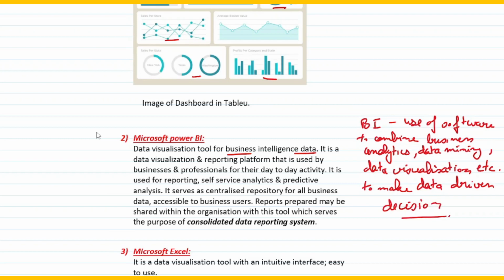So what exactly is business intelligence? Business intelligence simply means use of software. For what? For combining various business analytics, data mining, data visualization. This is something I have covered in the previous chapter, so if you have not seen that, you can refer to those videos. Basically, you use software to combine business analytics, data mining, data visualization, etc. For what? To make data driven decisions. So that is what business intelligence is.